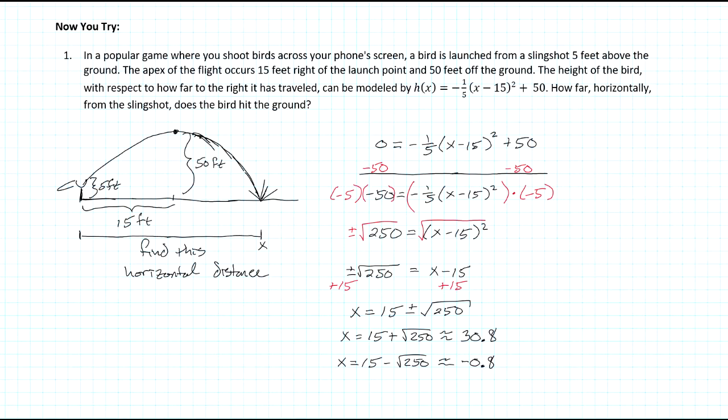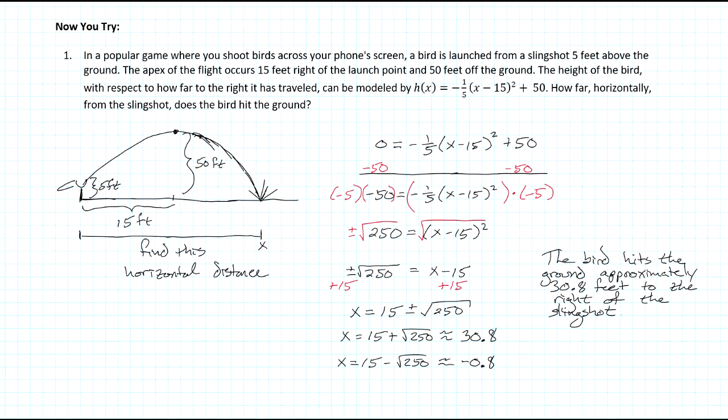And so we'll go ahead and conclude with the bird hits the ground approximately 30.8 feet to the right of the slingshot. That's it. That's all we're going for here.